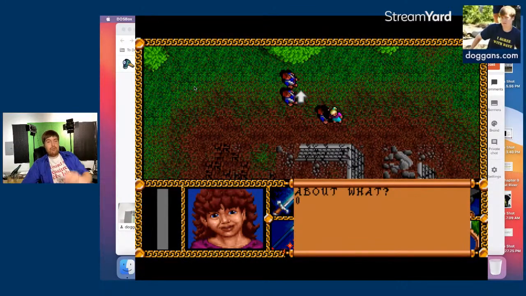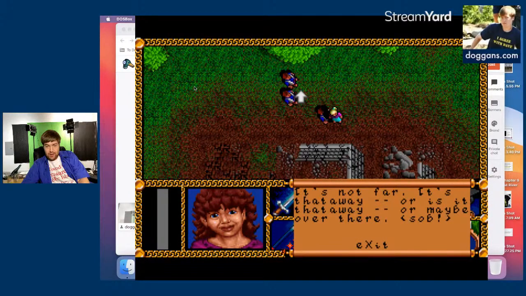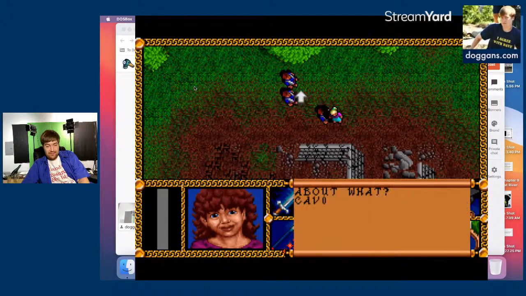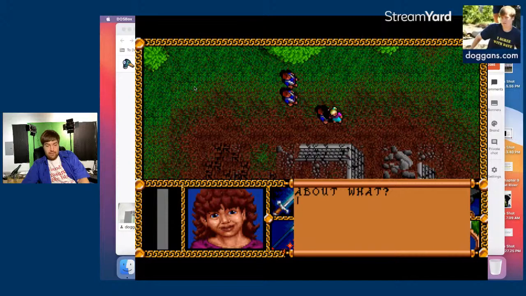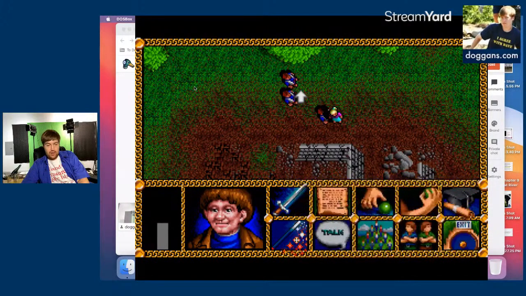Okay, so Freddy, who the gaffer mentioned is missing, is probably in that cave I couldn't reach. It's not far. Is that away? Or is it that away? Or maybe over there. Okay. Well, I guess we're going into the cave.